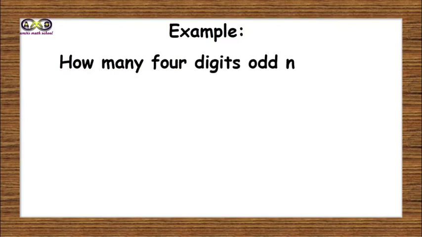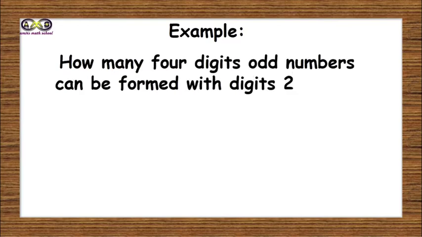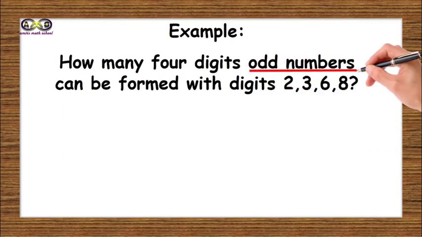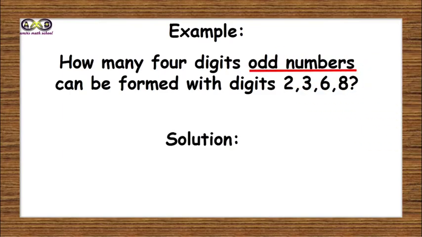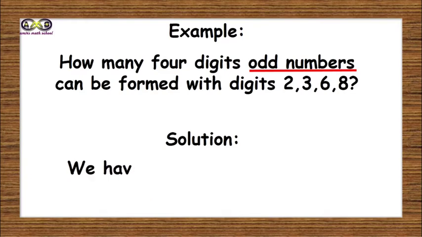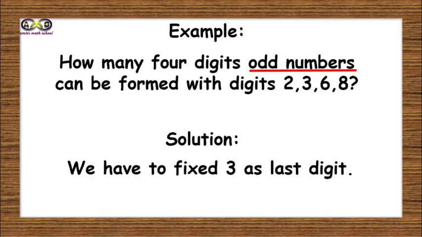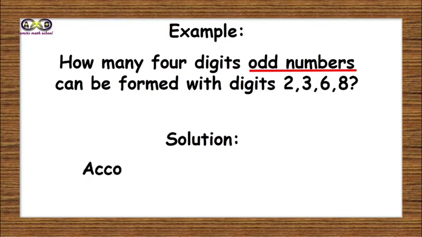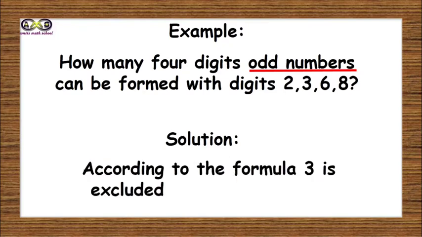How many 4-digit odd numbers can be formed with digits 2, 3, 6, 8? We have to form odd numbers. The solution is we have to form those numbers which end with 3, because here only 3 is the odd digit. We have to fix 3 as the last digit. According to the formula, 3 is excluded from the permutation.